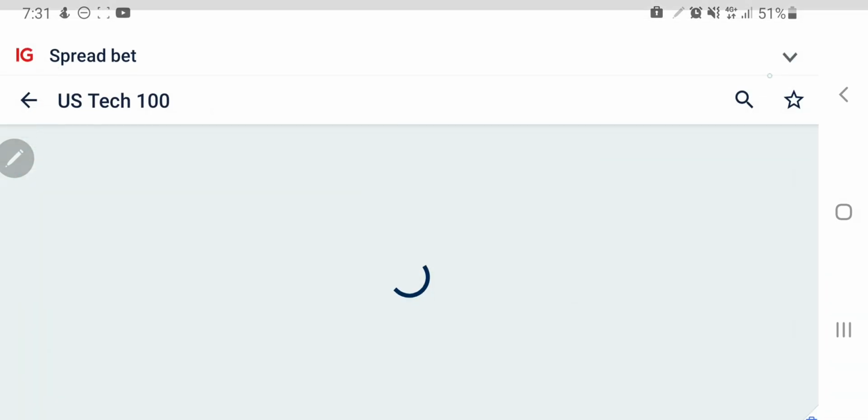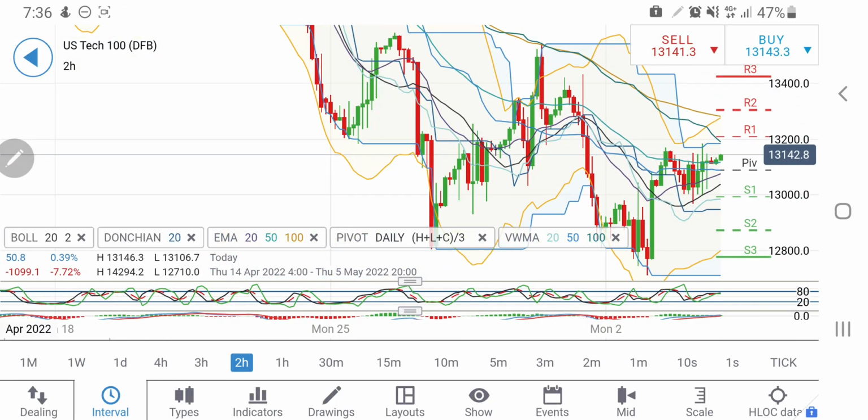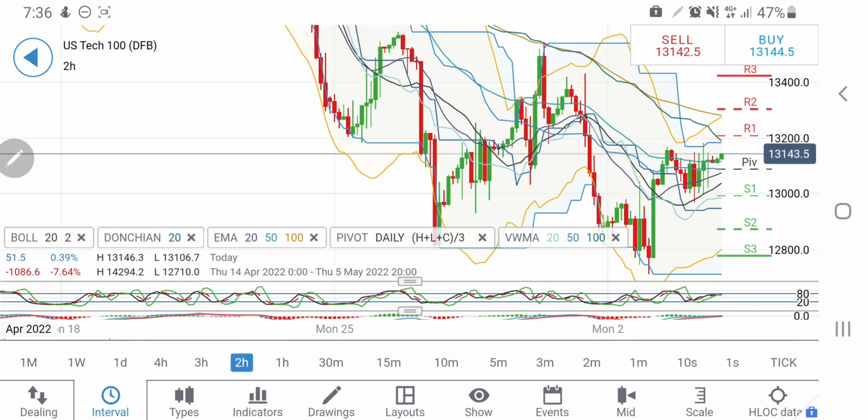Now let's have a look at US 100. These are the 2-hour charts for US 100. It appears that it is trying to give a breakout here, consolidated, and now it is ready for a rally again. The confirmation for a bull here is only above 13200, where you can expect that US 100 is ready for 13400 also. So I'll be cautious.